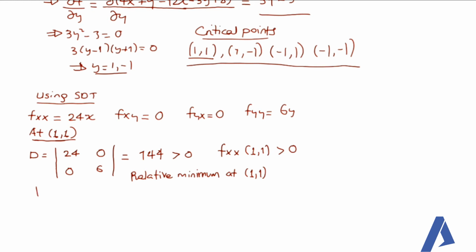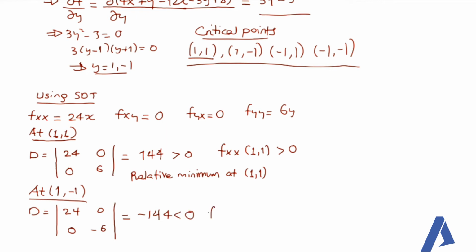በቀጣይ ደግሞ at 1, minus 1 እናያለን። 24x is 24, ሁለቱ 0 ናቸው። This is minus 6, which is equal to minus 144, which is less than 0. fxx እዚህ ጋር the second partial derivative is still greater than 0, which implies that there's a saddle point at the point 1, minus 1.